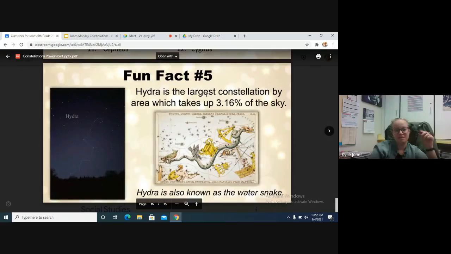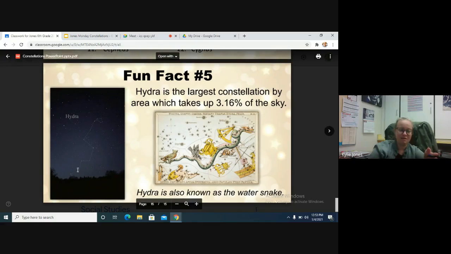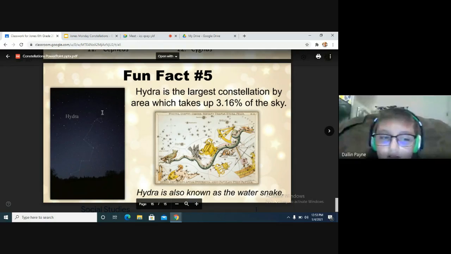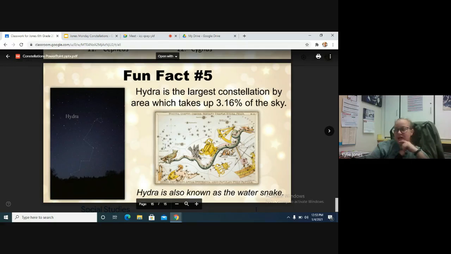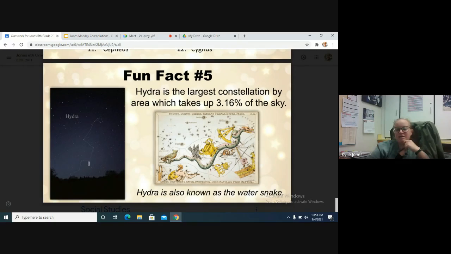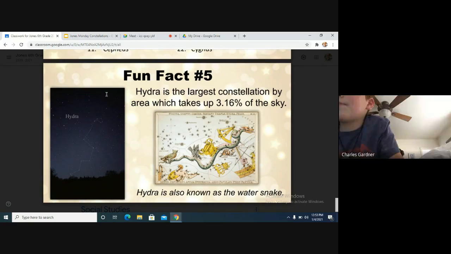And fun fact, our last one, fun fact number 5. Hydra is the largest constellation in the sky, and it takes up 3.16% of the sky, which doesn't seem like a lot, but if you look at the night sky, it's pretty small in stars, so that takes up a lot. Yeah, and if you look at the design of it, it's like a really long dragon with the head at the top. Looks pretty cool.